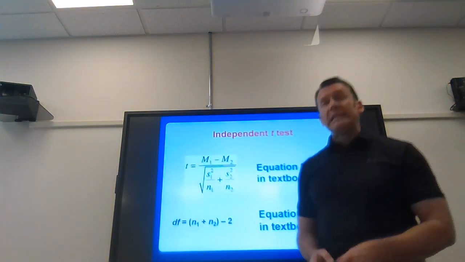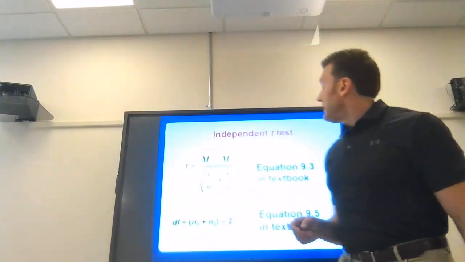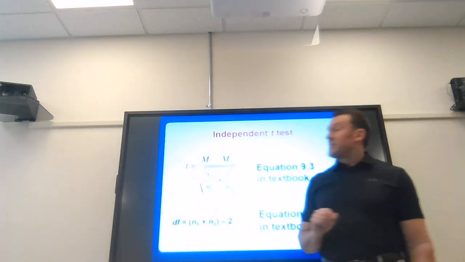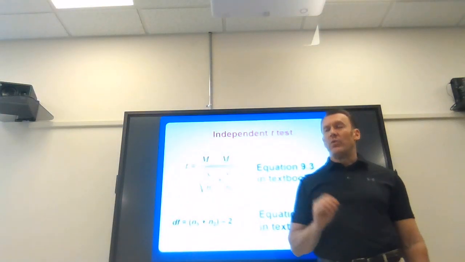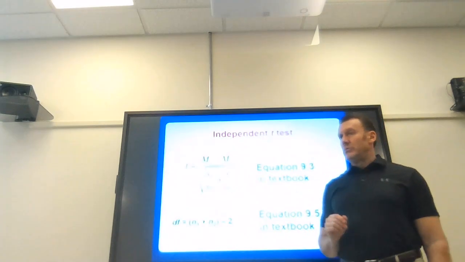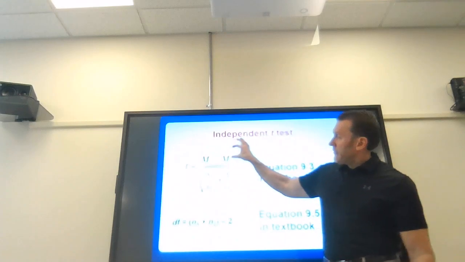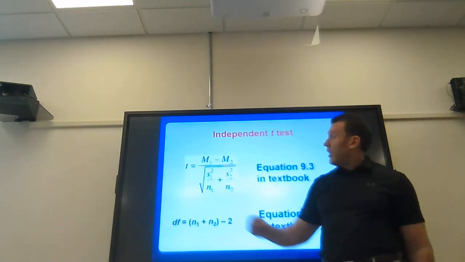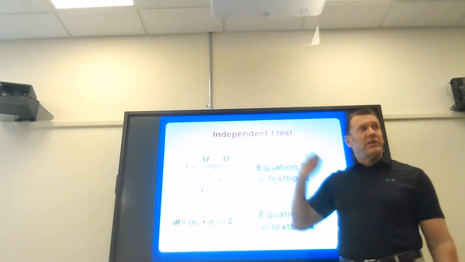Okay, so independent t-test. I'm going to present equations from your textbook. For an independent t-test, this is the equation. It's equation 9.3. What we're doing is taking the difference between the mean of group 1 or condition 1 and subtracting the mean of group 2 or condition 2. Okay, so what we can immediately see is that you want a large difference for this result to be significant. You want a big difference between the mean of one group and the mean of another group.